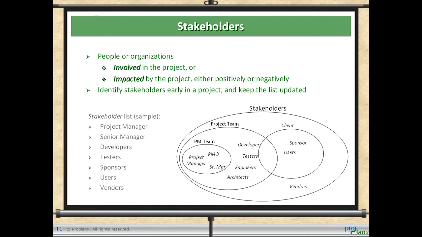It is critical that stakeholders are identified early and as often as required. Here is an example list of stakeholders, which includes the agile manager or the coach, senior manager, developers, testers, sponsors, users, vendors, and others. The stakeholder diagram is just one representation. It most likely will be different in your own case. Managing stakeholders is one of the keys in agile projects, and we will discuss this in greater detail next.